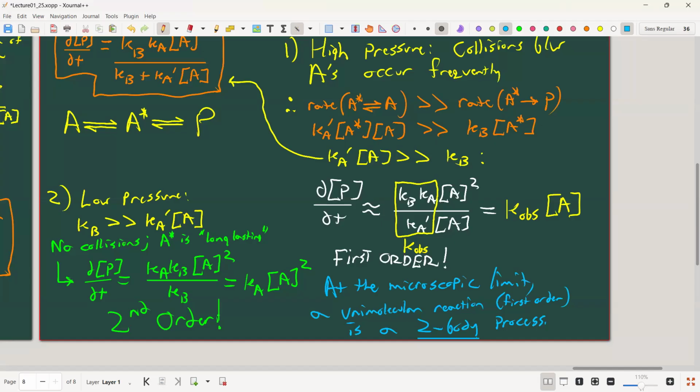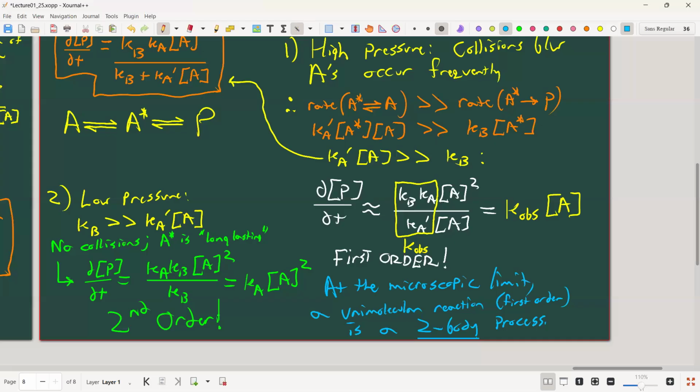Right? So a unimolecular reaction, which is a reaction occurring on one molecule alone, a decomposition or an isomerization, like we described HCN and HNC, requires another body for it to occur. Right? It's a matter of how often it sees that other body that describes the kinetics of it.